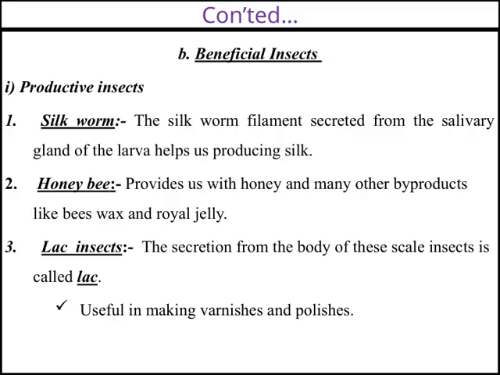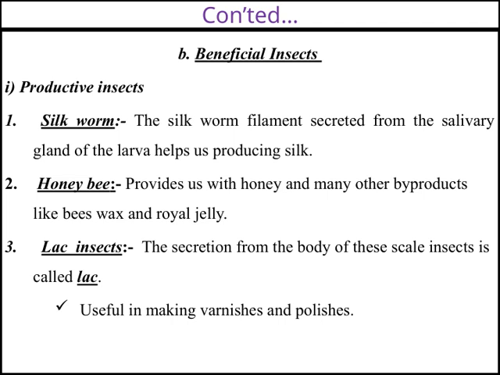Now, let's talk about some beneficial insects that play a vital role in our lives and economy. First up, we have productive insects. The silkworm is one of the most well-known. Its larva secretes a filament from its salivary glands, which we use to produce silk, a luxurious fabric enjoyed worldwide.